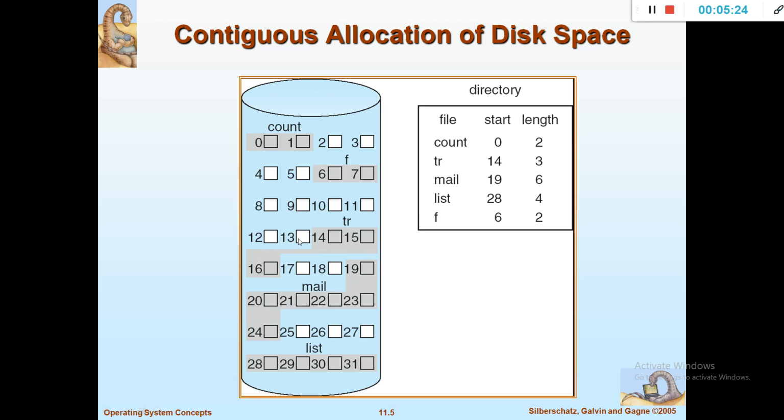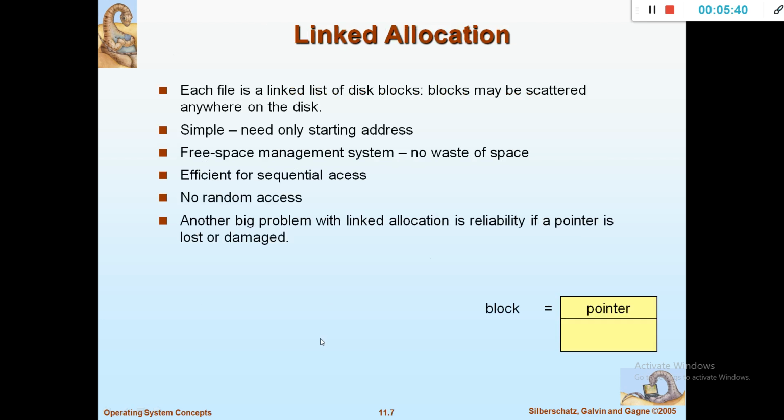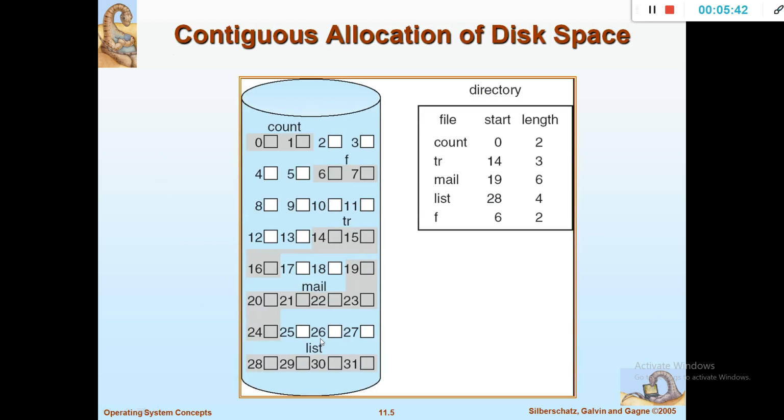Now consider another file arrives called employee that you want to store, and its length is also 6 blocks. Now you verify: 4 blocks are available here, 1 2 3 4, and another 2 blocks are available here, 17 18. It means the blocks are scattered over the disk, and those cannot be utilized here. This is called external fragmentation. This is a problem we are going to face with contiguous allocation.